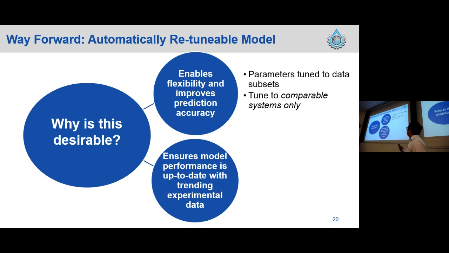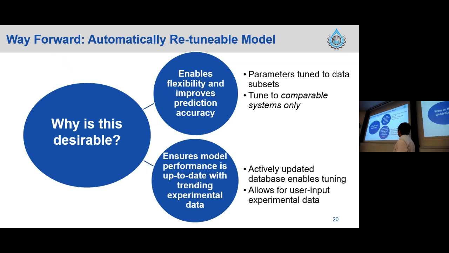It also ensures that the model performance is up to date with trending experimental data, whether that be from the literature or from any measurements that you make of your own fluids. And so allowing for you to input experimental data is the way to go with that. And it also means that you can assess whether you need to retune the hydrate model. So if you put your own experimental data in, compare it to the KH-phase model and see what the model predicts. If it's spot on, then nothing needs to be changed. But if there's something that's quite different, then maybe the model parameters need to be updated.